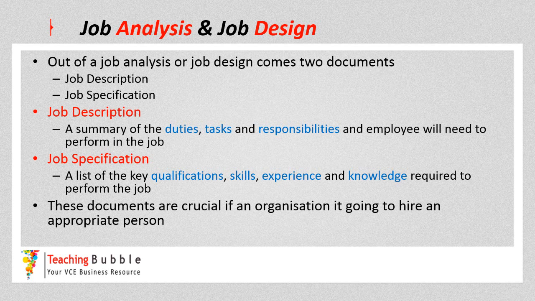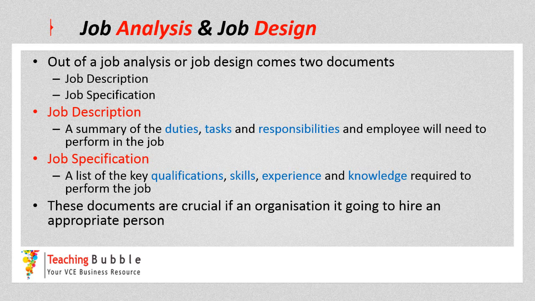A job description is a summary of the duties, tasks, and responsibilities the employee will need to perform in the job. So I keep referring back to those duties, tasks, responsibilities. They're the things that you need to do. So imagine that you were in a particular job, duties, tasks, and responsibilities are things that you need to do and what you're responsible for. So what is actually involved in the job.